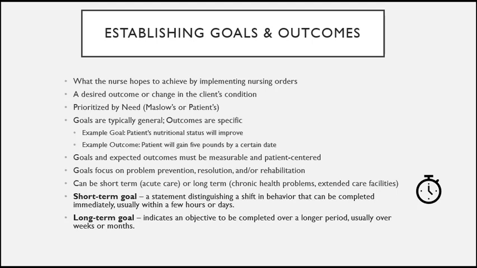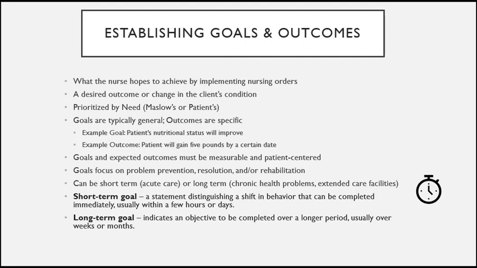Goals and expected outcomes have to be measurable. You won't know if you've reached them if you can't measure them, and of course, patient-centered. They focus on problem prevention or problem resolution or sometimes rehabilitation for that patient. They can be short-term. This is what you're typically going to see in an acute care hospital setting, or in long-term facilities, they may be more long-term goals. A short-term goal is a statement distinguishing a shift in behavior that can be completed immediately, usually within a few hours or at most a few days. A long-term goal is an objective that needs to be completed over a longer period, sometimes weeks or months.